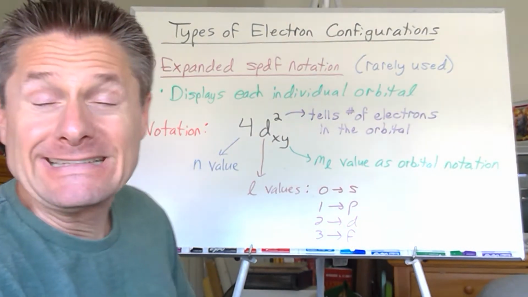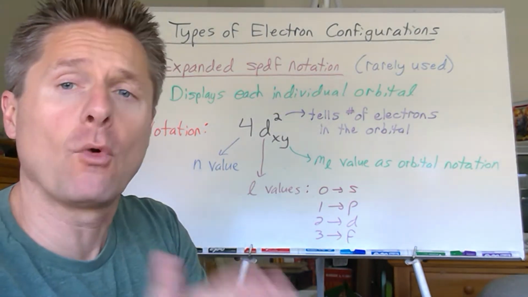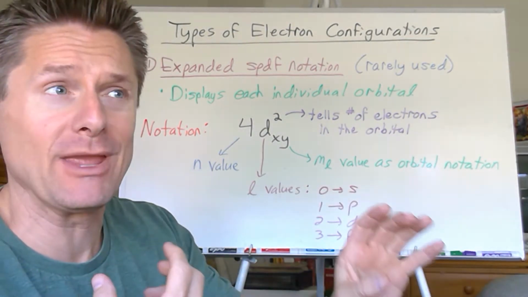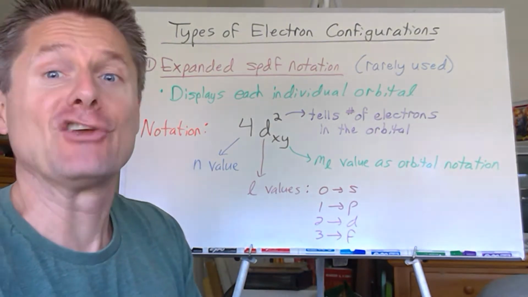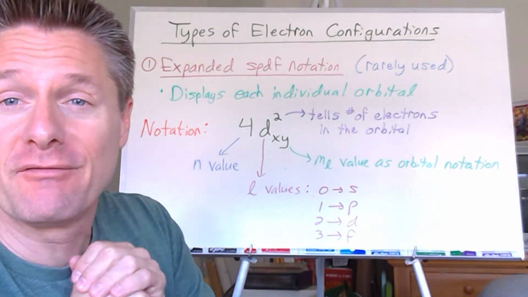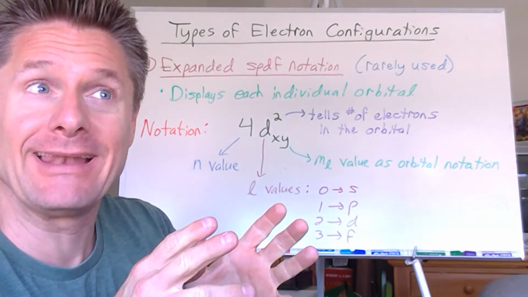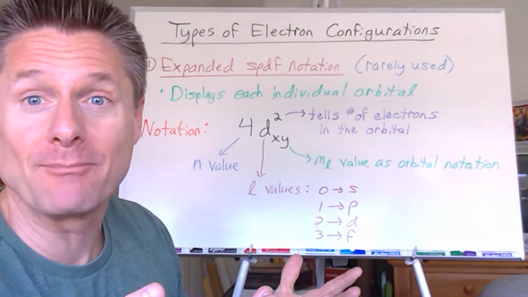Let's look at the different types of notation. So really there are 4 types. There's the really long, bulky way that tells you everything. There's the normal electron configuration. There's the shortcut, and then there's the orbital box diagram.